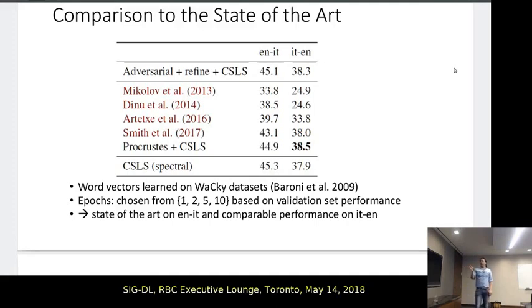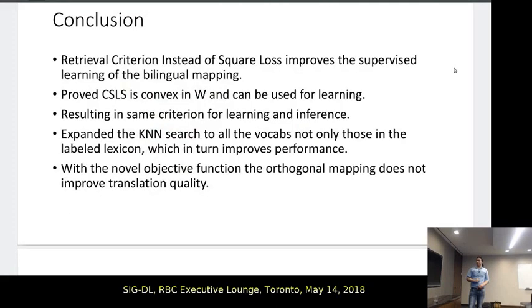The epochs are chosen from 1 to 10 based on validation performance, and it achieves state of the art from English to Italian. It has to be bold, but it's comparable in the reverse direction, from Italian to English. But the data, I think the embeddings were a little bit noisy. There was some noise in the data set. State of the art, I'm not sure if I mentioned it somewhere. It wasn't an easy task for them.